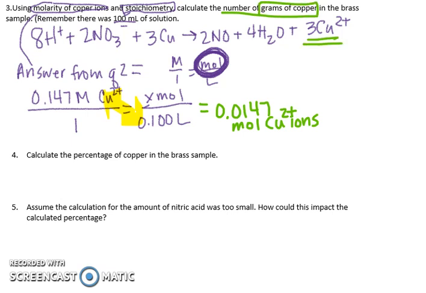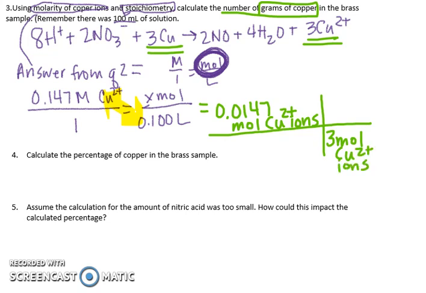For every 3 moles of copper ions, I started with 3 moles of copper. Now I know it's a 3-to-3 ratio, but we still have to show it. So 3 moles of copper ions per 3 moles of copper. That's just to get us into copper.